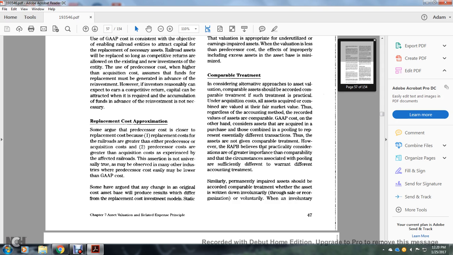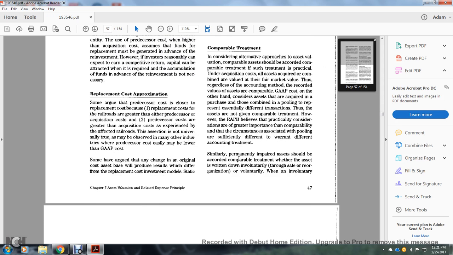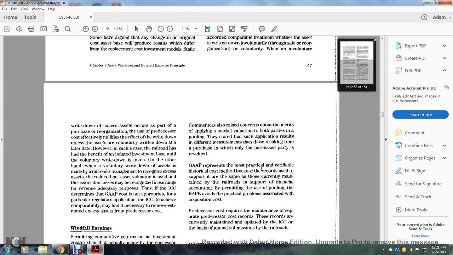However, the Railroad Accounting Principles Board believes the practical considerations are greater than important for comparability, and the circumstances associated with pooling are sufficiently different to warrant different accounting treatments. Similarly, permanently impaired assets should be accorded comparable treatment whether the assets are written down involuntarily through the sale of record or reorganization, or voluntarily. Whether involuntarily written down with the excess assets as part of the purchase reorganization that uses the present assessor cost, it is effective to nullify the effect of the write-down unless the assets are voluntarily written down at a later date.